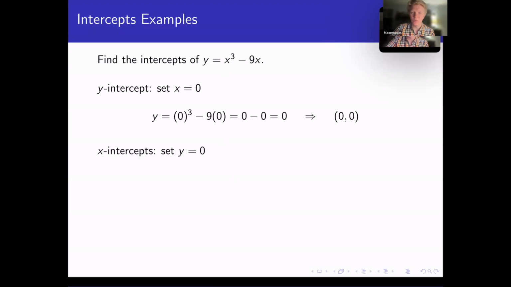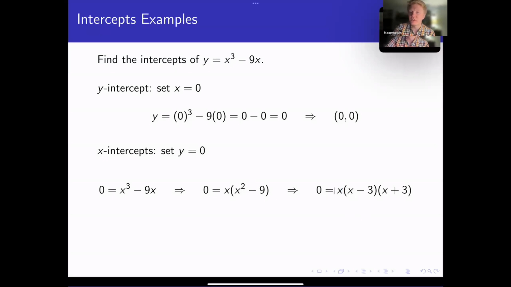X-intercepts, we're going to set y equal to 0. So let's factor out x to solve this. X squared minus 9 is x plus 3, x minus 3. And then set each of these 3 factors equal to 0. X equals 0 at just 0. X minus 3 equals 0 at 3. X plus 3 equals 0 at negative 3. All right, well, we have 3 x-intercepts.